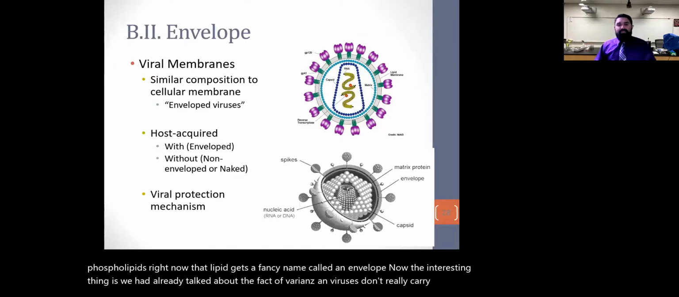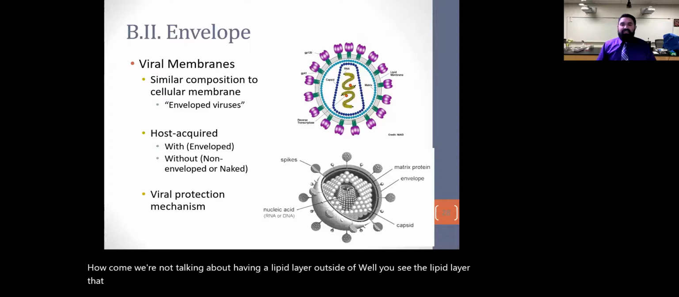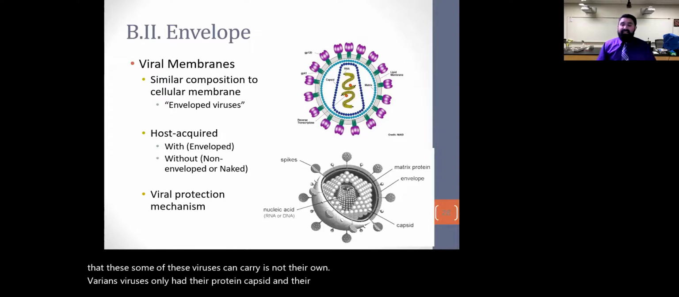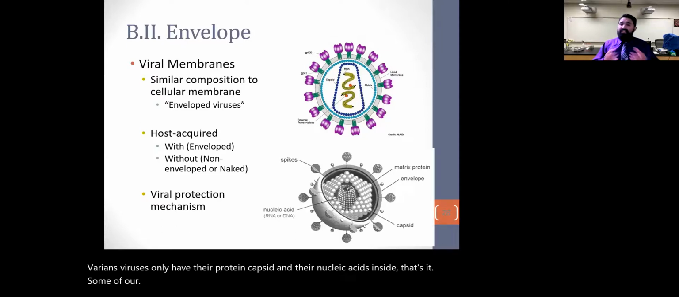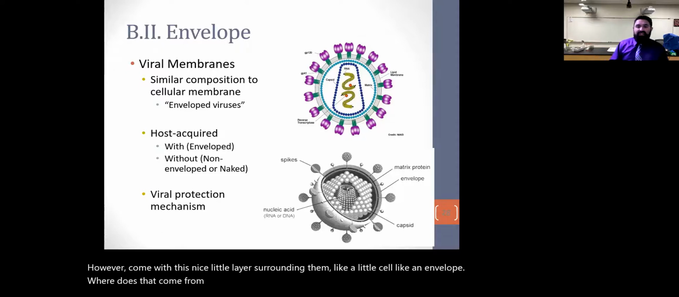So what gives? How come we're now talking about having a lipid layer outside of it? Well, you see, the lipid layer that some of these viruses can carry is not their own. See, virions, viruses, only have their protein capsid and their nucleic acids inside. That's it. Some of them, however, come with this nice little layer surrounding them, like a little cell, like an envelope. Where does that come from? Well, that's kind of a really neat concept.